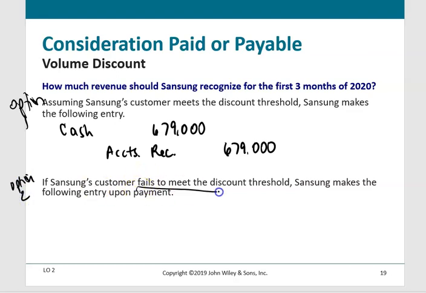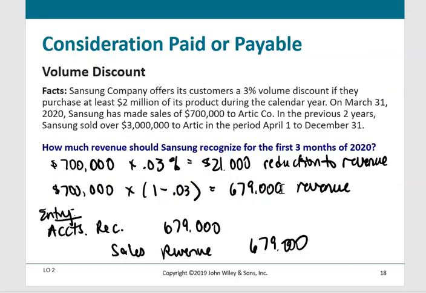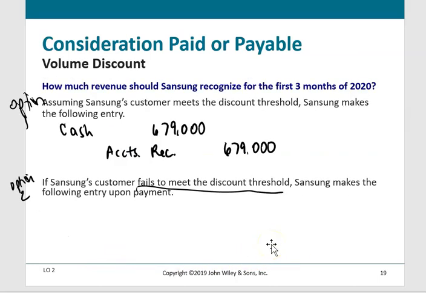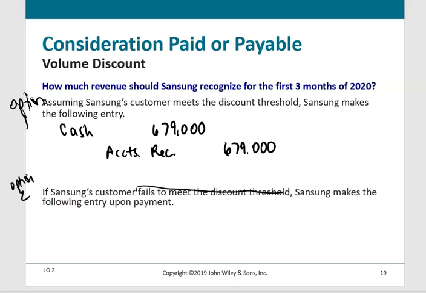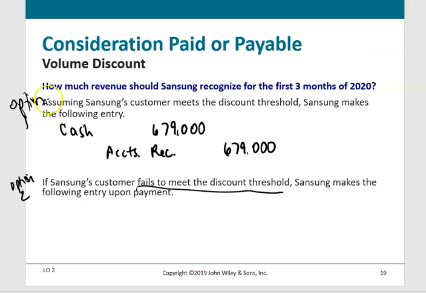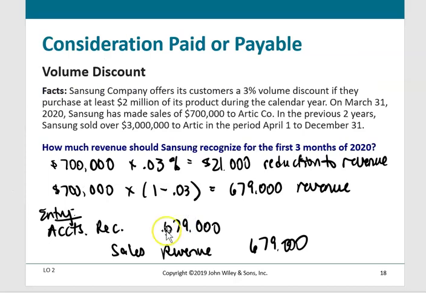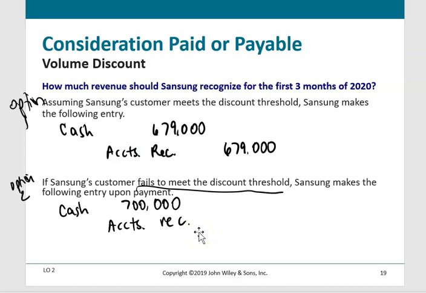The customer fails to meet the discount thresholds. Well, we've already recorded revenues at 679. What if they fail to take it? The customer fails to take advantage of this discount? Well, we're going to get cash in the full contract amount, 700,000. We take off the accounts receivable that we had recorded previously of 679,000. We need to take that off the books.